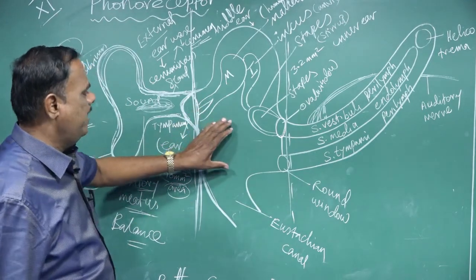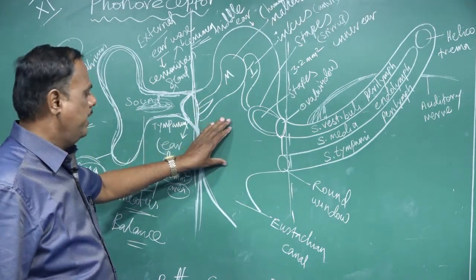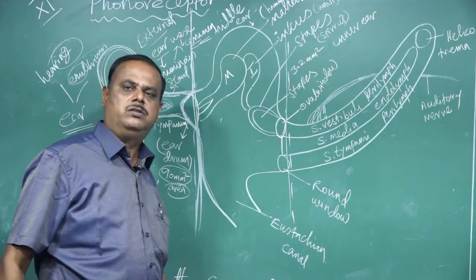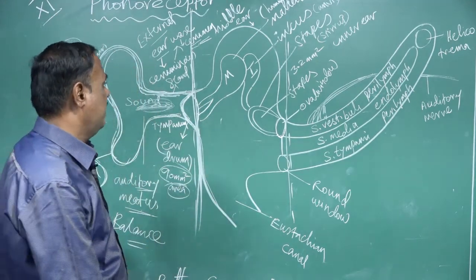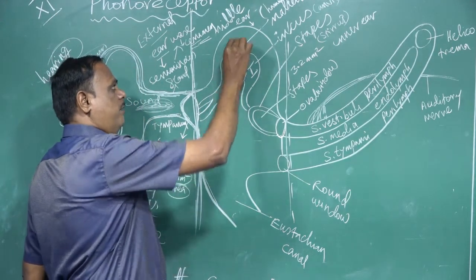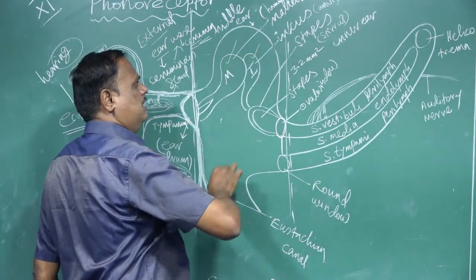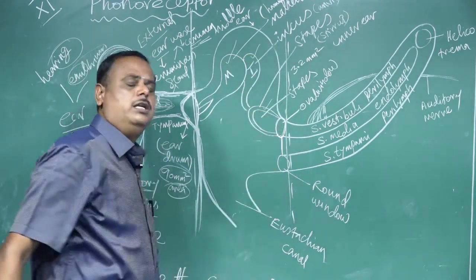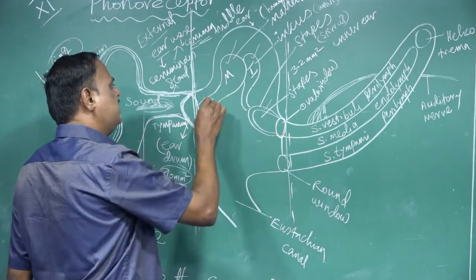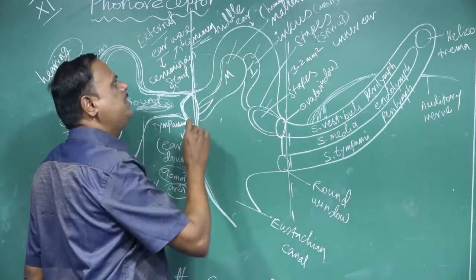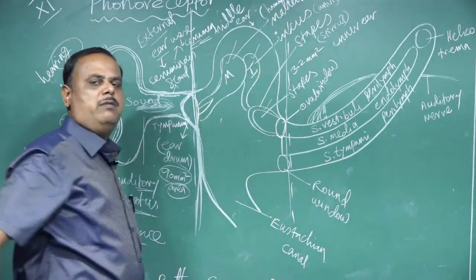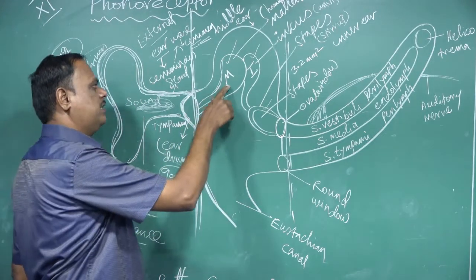The middle ear consists of an air-filled cavity and the eustachian canal. The middle ear has three ear ossicles: the first is malleus, the second is incus, and the third is stapes. The malleus is a hammer-shaped structure.